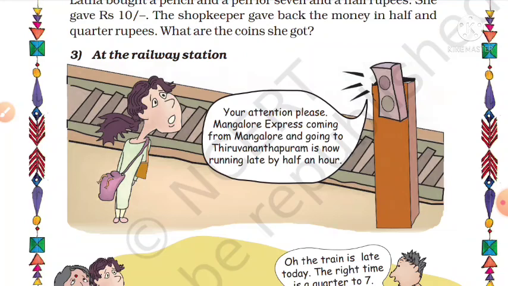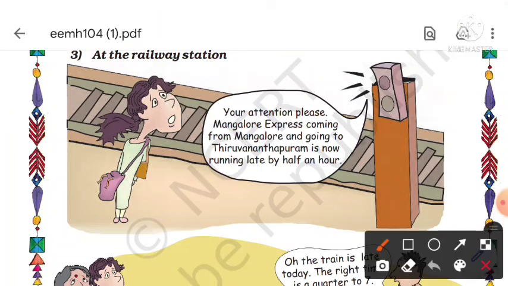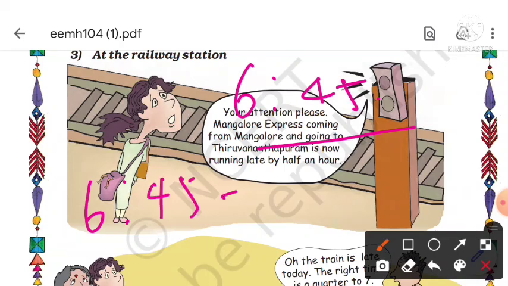The question is: the right time is a quarter to 7. Quarter to 7 means the time is 6:45. But the train is delayed by half an hour. Half an hour means 30 minutes. So the exact time the train will arrive will be 6:45 plus extra 30 minutes. So it will be 7:15.